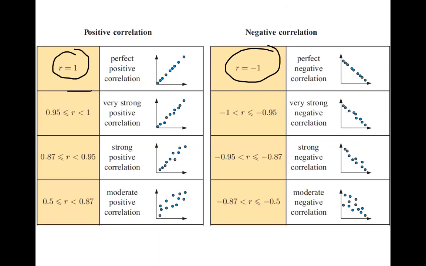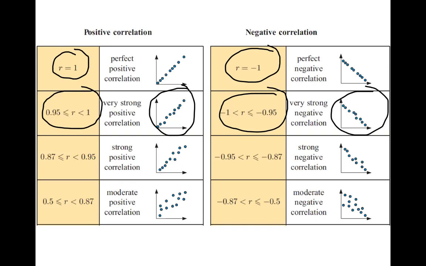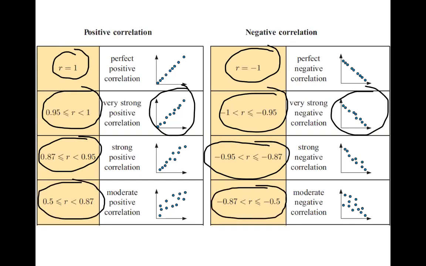If R is within 0.05 of 1 or -1, that indicates a very strong correlation, either positive or negative. You can see that the points are very close to that trend line. Between 0.87 and 0.95, or between -0.95 and -0.87, we would call that a strong correlation. And between 0.5 and 0.87, we would say that is a moderate correlation, or between -0.87 and -0.5, a moderate negative correlation.